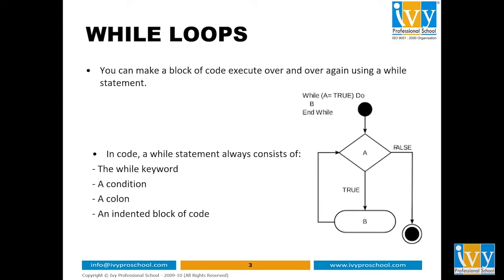Now that you have got the mechanism of a while loop, let's see how the code looks. The code will consist of a while keyword, a condition that is an expression that takes values true or false, a colon, and a while clause, which is nothing but an indented block of code. To make your concepts clear, let's try and solve a few examples.